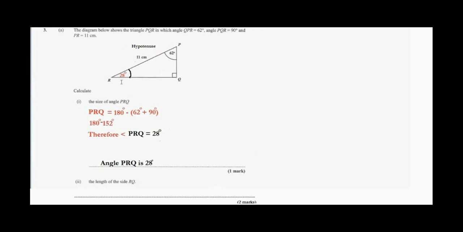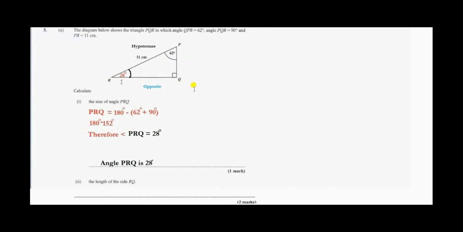So since we have a 62 degrees here and we want to find RQ, I know that the opposite side would be RQ. And if RQ is the opposite side, that means PQ is the adjacent. But I don't need to mention anything about the adjacent at this moment because I just want to find RQ.